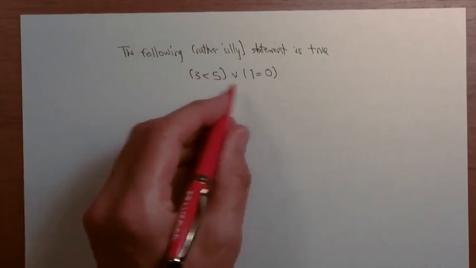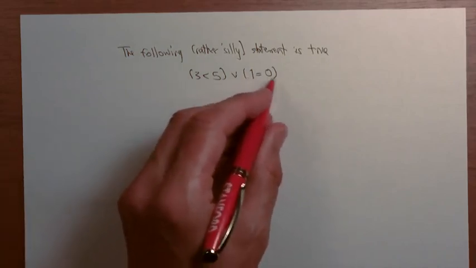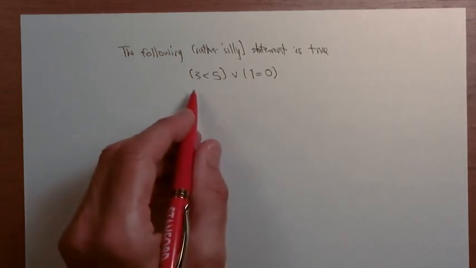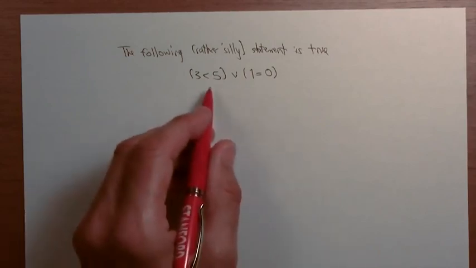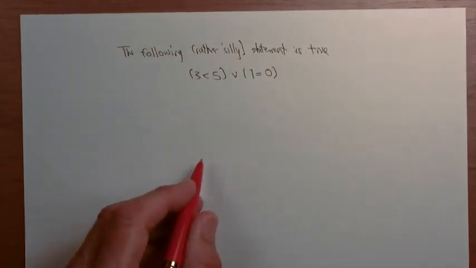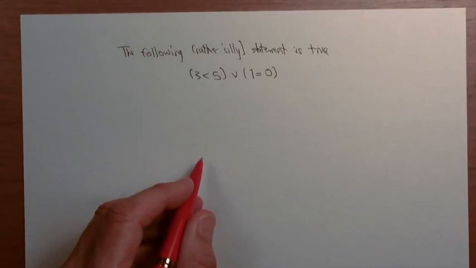This thing is true even though one of the disjuncts is patently false. So this emphasises the fact that for a disjunction to be true, all you need to do is find one of the disjuncts which is true. It doesn't matter if one or more of the other disjuncts is patently false. Okay, let's see how well we do understand that.